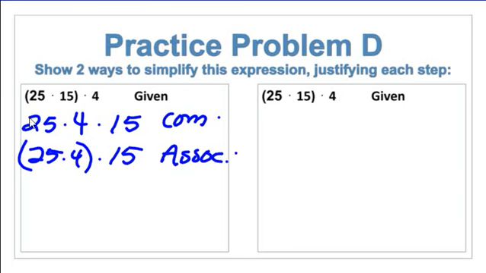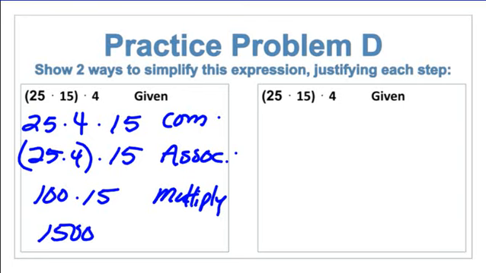Now 25 times 4 is a lot easier. So think of 4 quarters. 4 quarters equal $1. Each quarter is worth 25 cents. So 25 times 4 is 100. So we have 100 times 15. And then 100 times 15 would give you 1,500. And then all I did was multiply on that step.